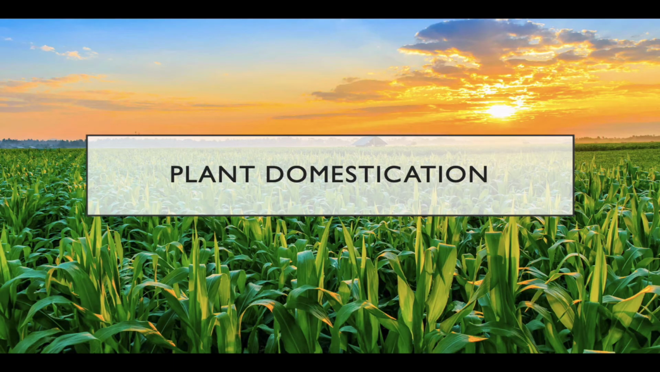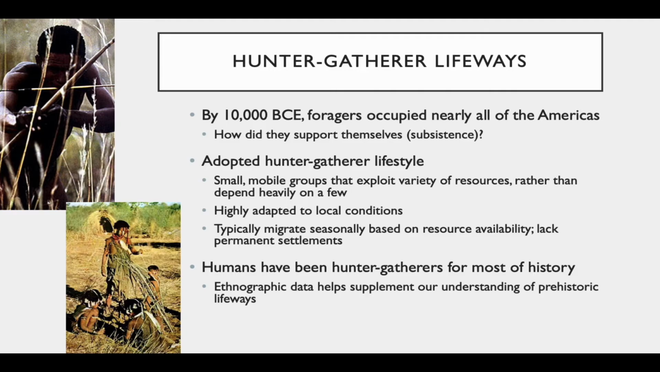But what about plant domestication in the New World, since that is the focus of our course? Well, we already know that by 10,000 BCE, there were foragers occupying nearly all of the Americas. But we know very well nowadays that they adopted what's called a hunter-gatherer lifestyle. So these are people who live in small mobile groups that allows them to exploit a variety of resources. They're constantly moving around, following game, looking for the seasonality of different wild plant resources. These people tend to be highly adapted to local conditions. They really understand their environment.